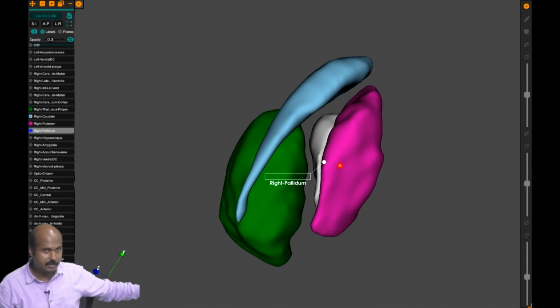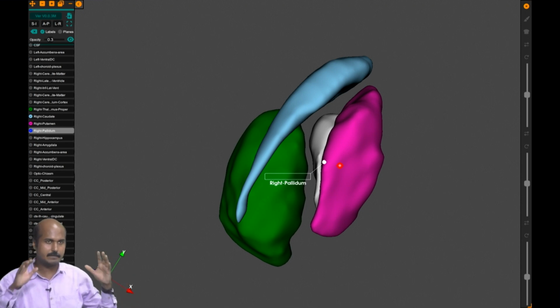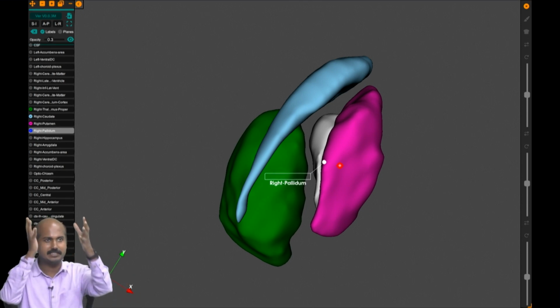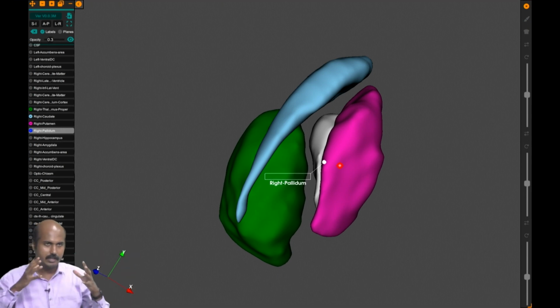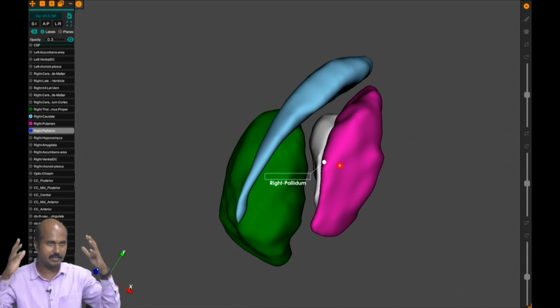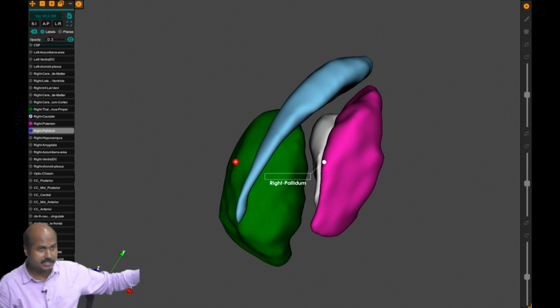So that cleft is through which the internal capsule will be going. Internal capsule is basically not a solid structure, it is a set of cables running through this cleft. It has a lot of fibers coming from above downwards, what we call descending fibers, or from below upwards, which are called ascending fibers. All of them go through this cleft, that is called internal capsule. But this relation is very, very important.